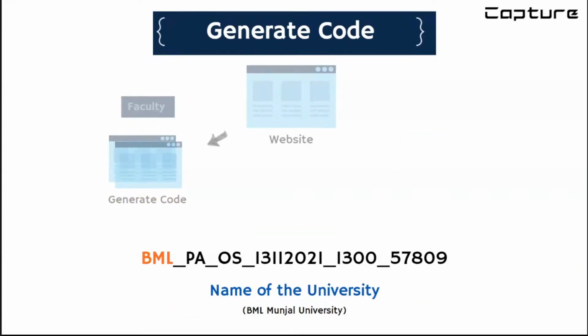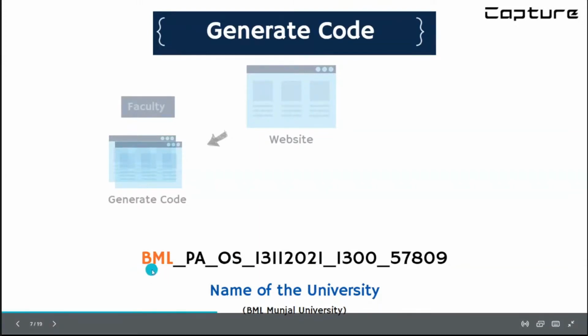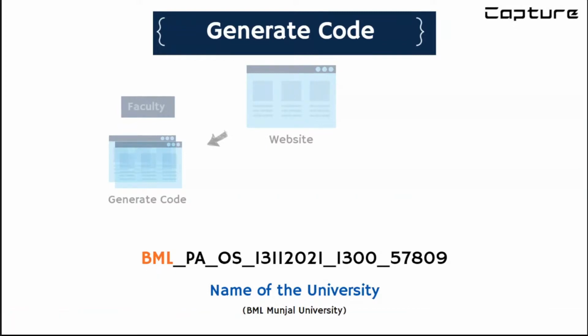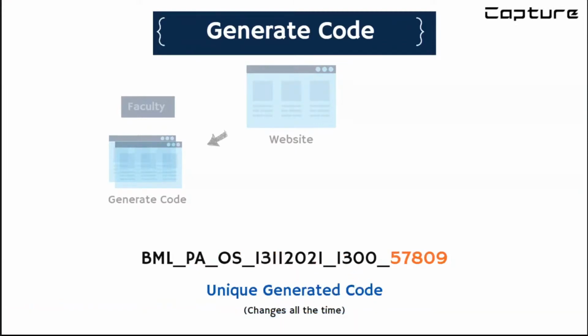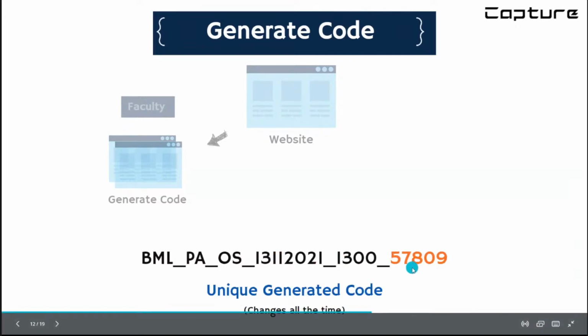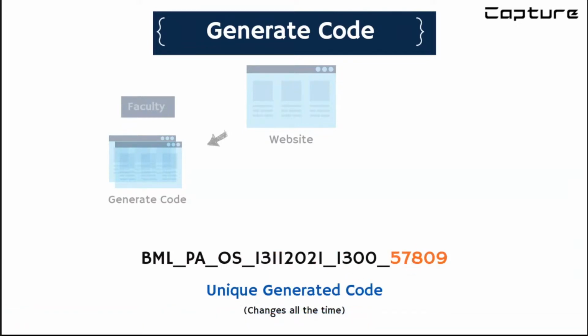As I spoke about the generation of this code, we sat down and decided to make 6 different parameters for it. The first is the name of the university, because if we want to implement this in real life for different universities, the first parameter will be the university name. Second is the name of the faculty, here a random name like Pradeep Arya. The third is the subject he is dealing with, operating system, let's say. The fourth is the date and time, and the last is the unique generated code. This code changes whenever the faculty clicks on generate new code, which is the advantage: students cannot cheat with the code.